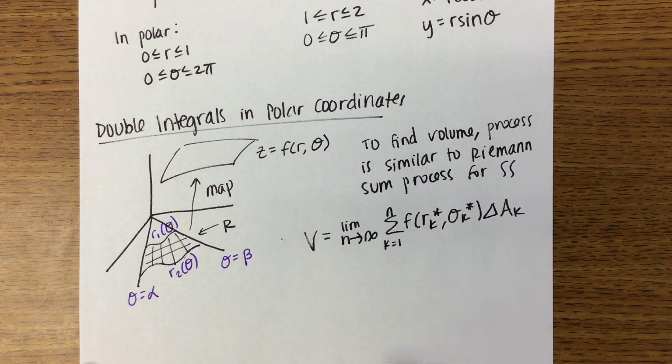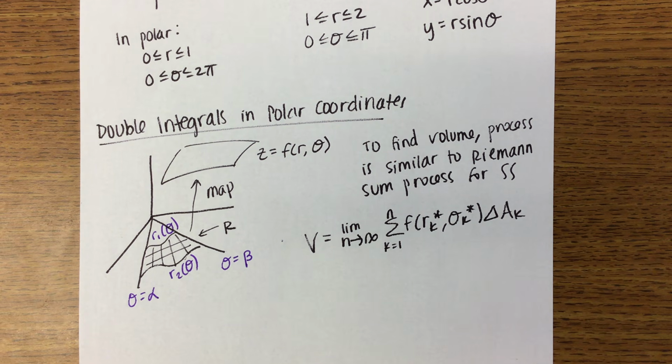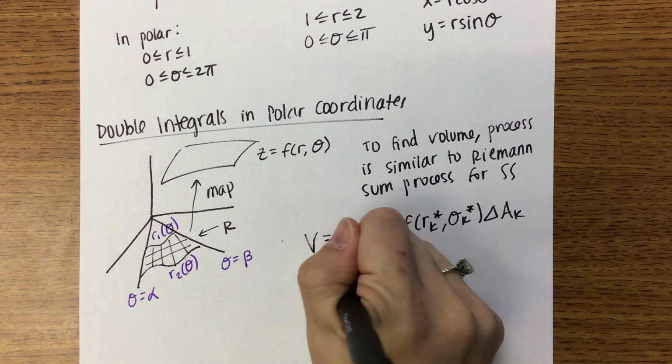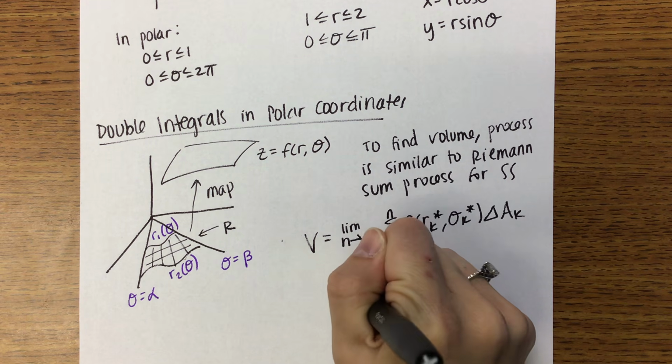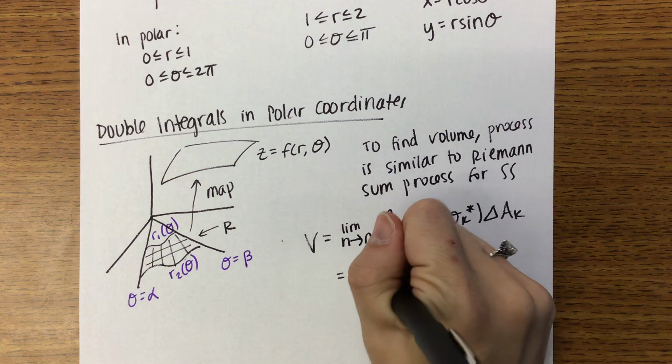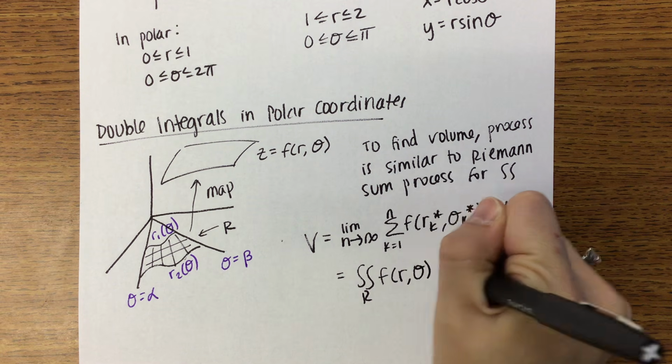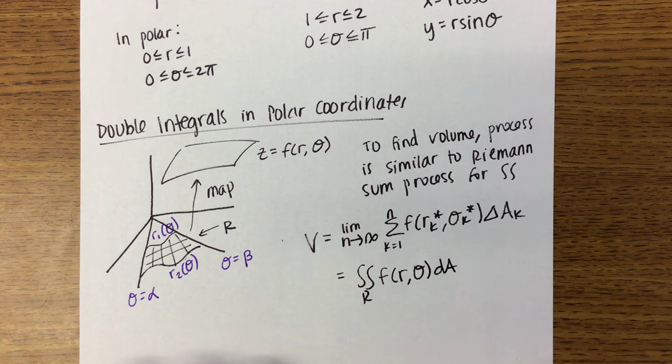Do you remember what those stars mean? Right. Do you remember talking about how you can pick any point in each of those rectangles? Okay. So this is equal to the double integral over the region R of f of r, theta dA.